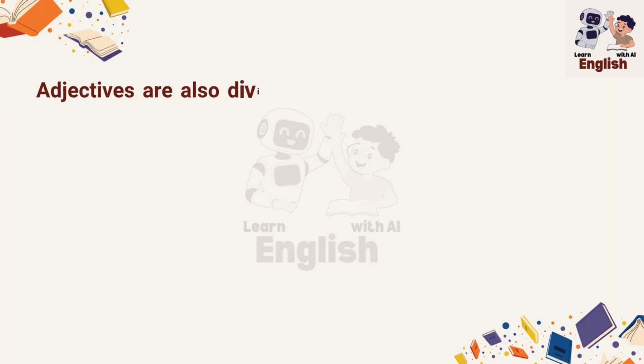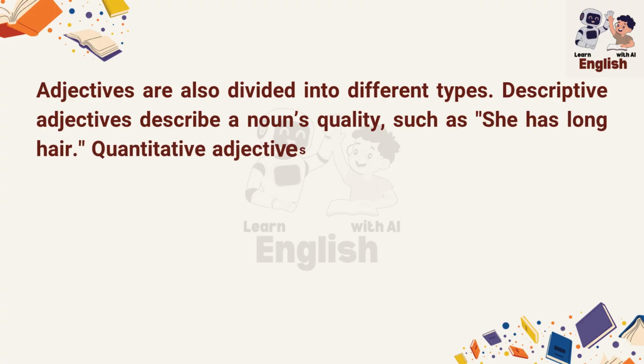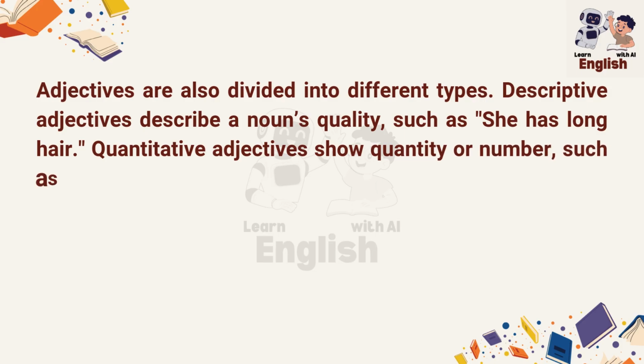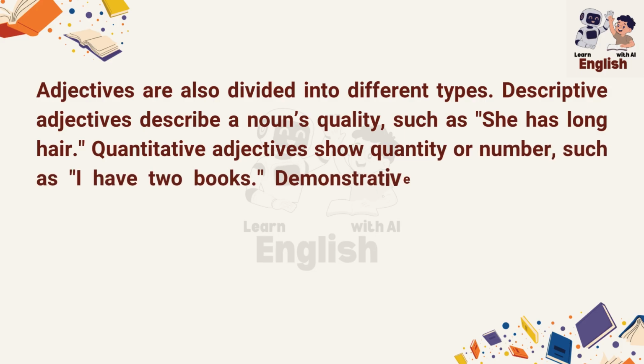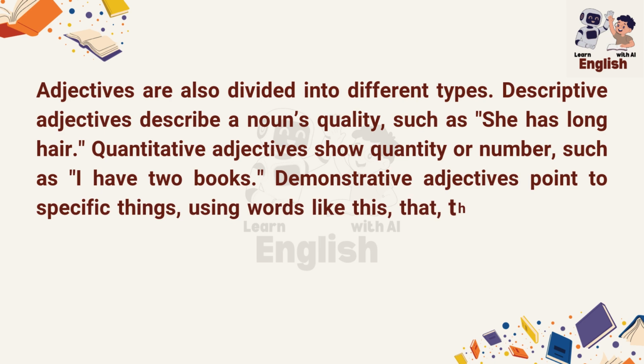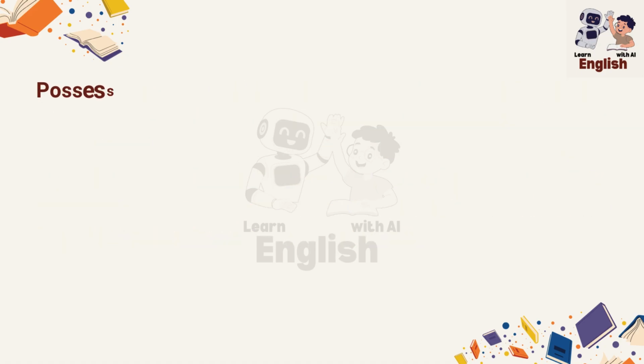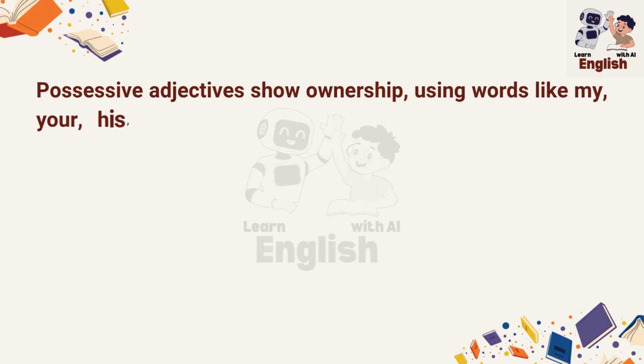Adjectives are also divided into different types. Descriptive adjectives describe a noun's qualities, such as she has long hair. Quantitative adjectives show quantity or number, such as I have 2 books. Demonstrative adjectives point to specific things, using words like this, that, these, and those, as in, I like this dress, but not that one. Possessive adjectives show ownership, using words like my, your, his, her, our, and their, as in, this is my car.